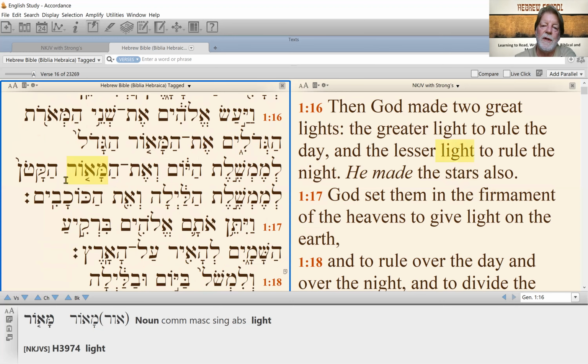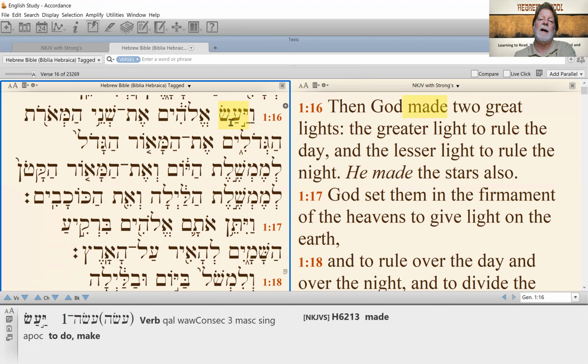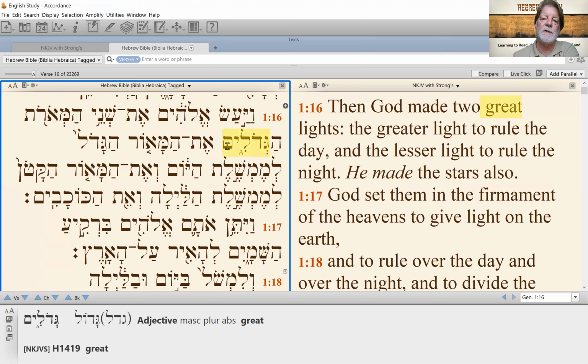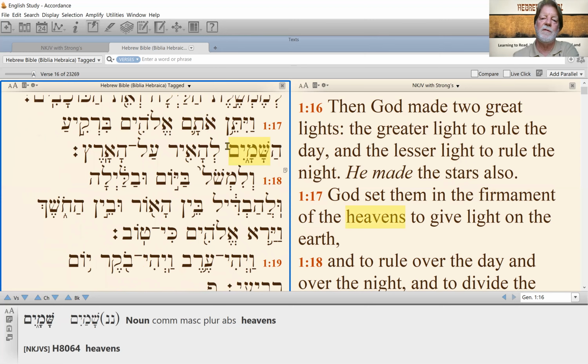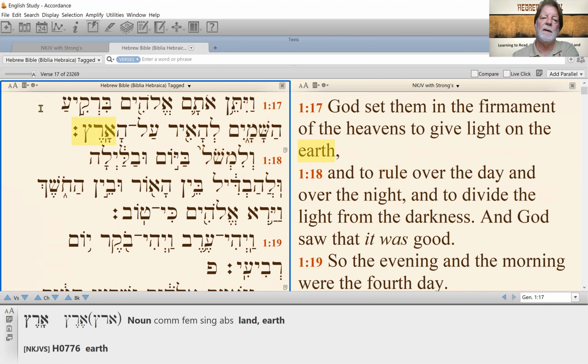God did not create them on this day, but he made them, ya'as Elohim, he made them to do the things that he ordered them to do. He made them serve a purpose. He didn't bring them into existence, but he made them serve this purpose of providing light, dividing between day and night, and being able to measure times and seasons and so forth.